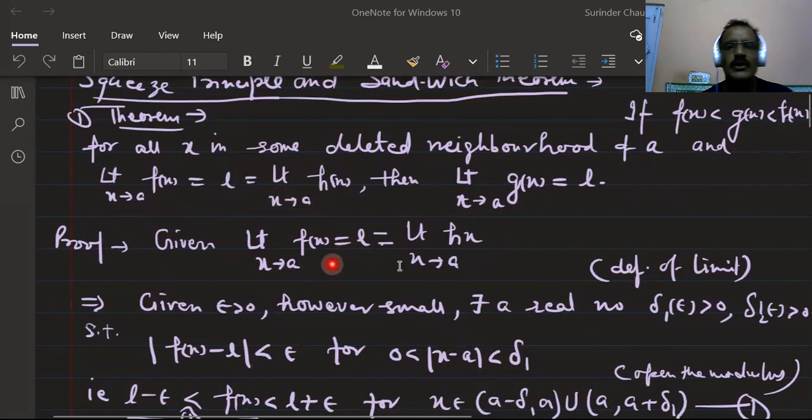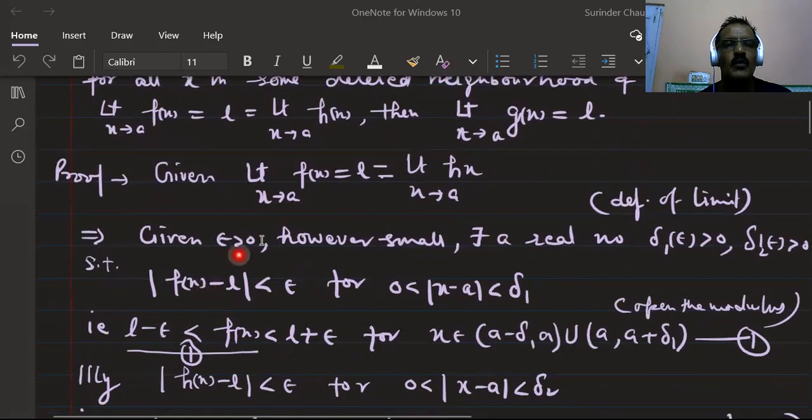Then using the definition of limit, what does this imply? If the limit as x approaches A of f(x) is L, and the limit as x approaches A of h(x) is equal to L, then we are given epsilon greater than 0, however small, there exists a positive real number delta 1 depending upon epsilon, and delta 2 depending upon epsilon, such that modulus of f(x) minus L is less than epsilon for all 0 less than modulus of x minus A less than delta 1.